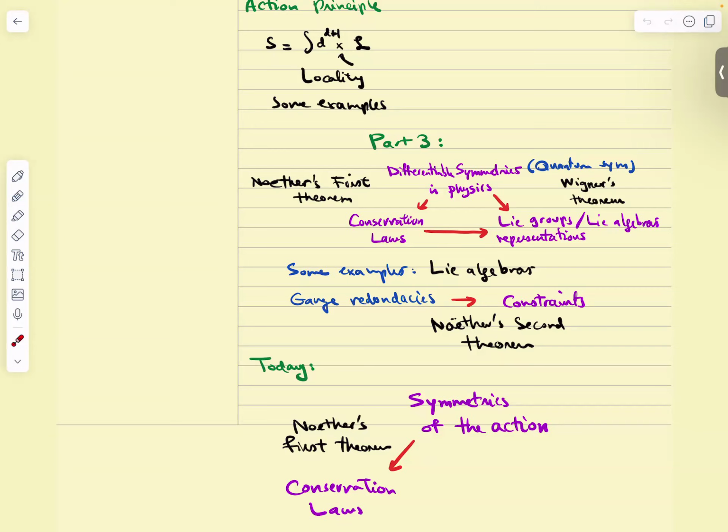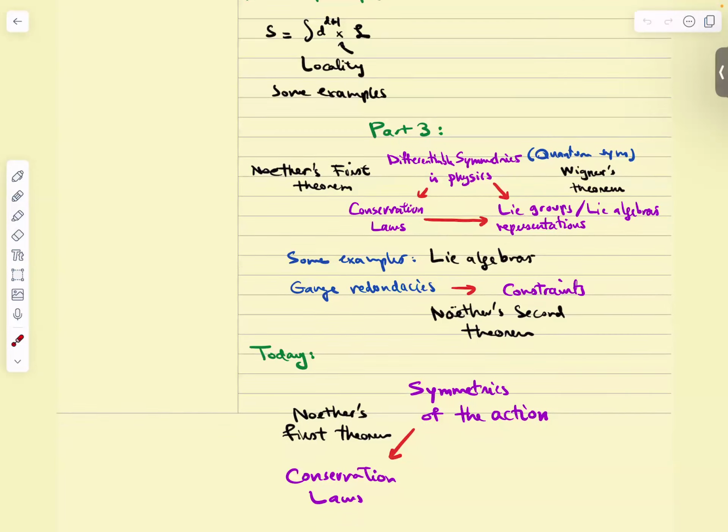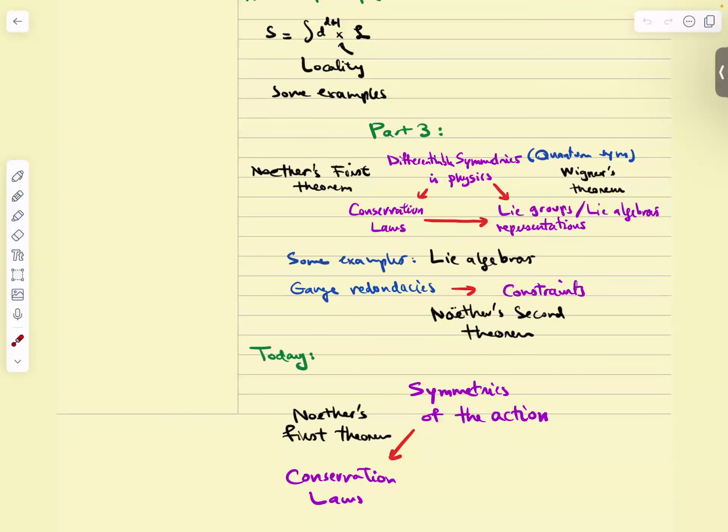So in that case, this would be a constraint that's connected to conservations. Right? That's Noether's second theorem. Right? So that's the plan of this section 3. Today we're going to talk about just this part. Differentiable symmetries to conserved currents, Noether's first theorem. Questions? So this is the plan for today.